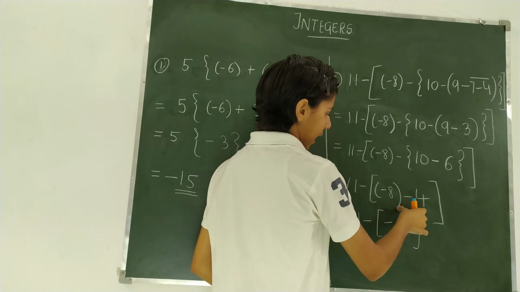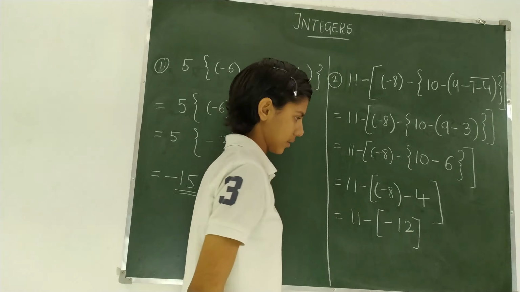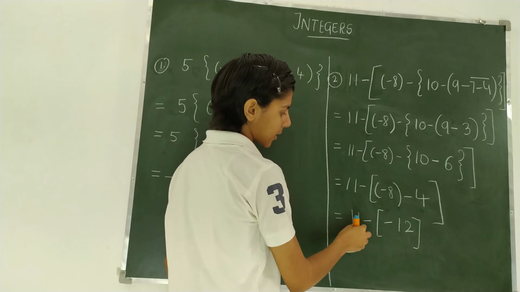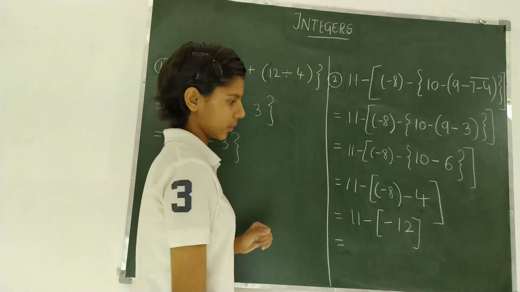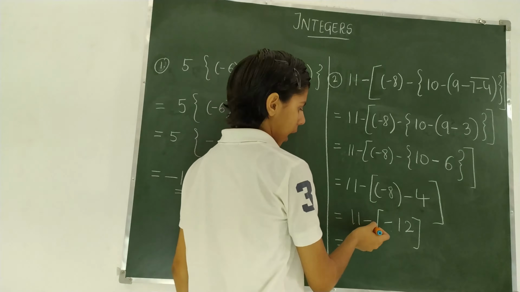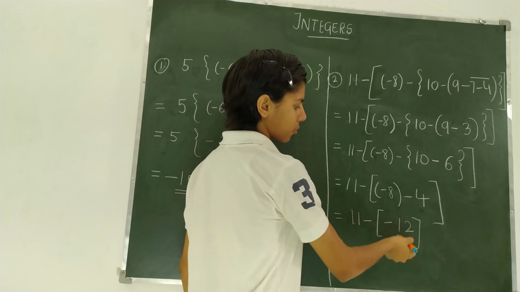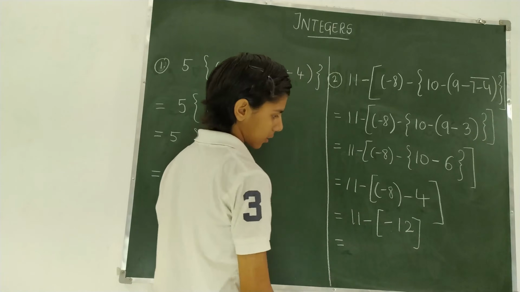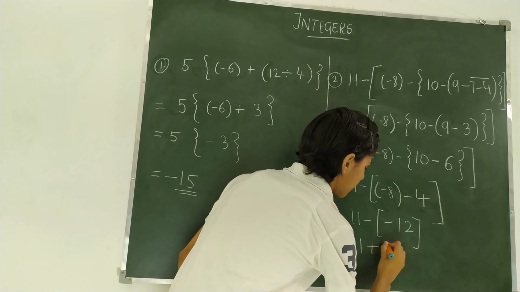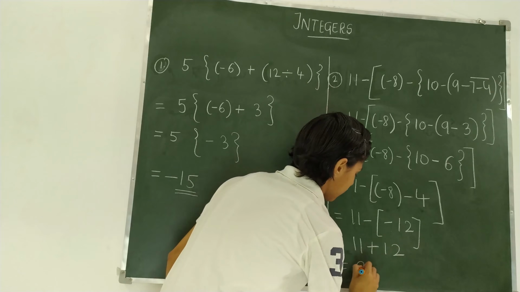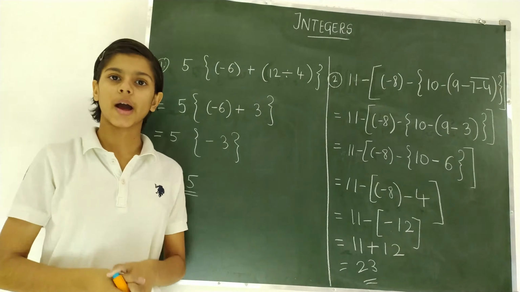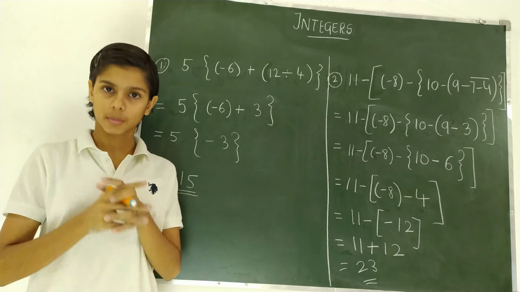We will add them and the sign will come of minus. So now here you can see that outside the bracket a minus or negative sign is there. So the sign of inside will get opposite or changed. Outside the bracket minus is there, so the opposite sign of inside will be there. Inside minus sign is there, so it will be 11 plus 12 and the answer will come 23. So like this you can simplify any expression using BODMAS.